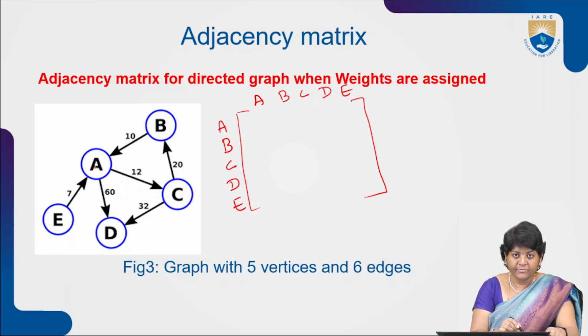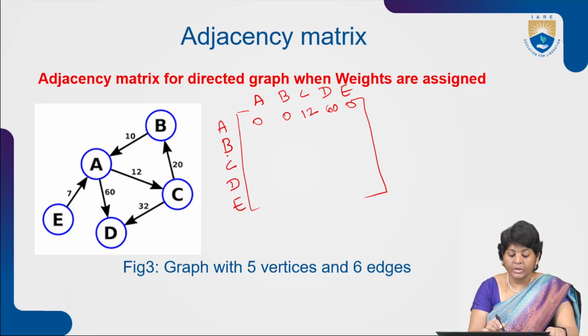If you consider vertex A, from A we have an edge connection to C. So at C we should write 12. And from A to D, the edge connection is established and the weight is 60. And for E, B and A, there is no self loop, so we will mark it as zeros.